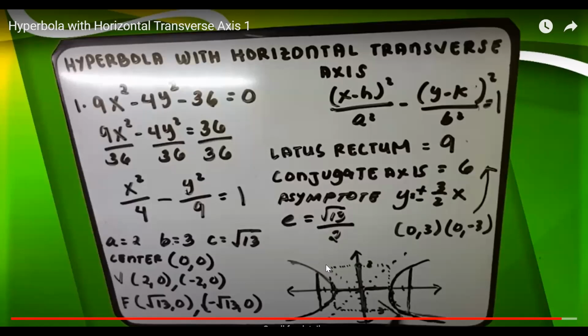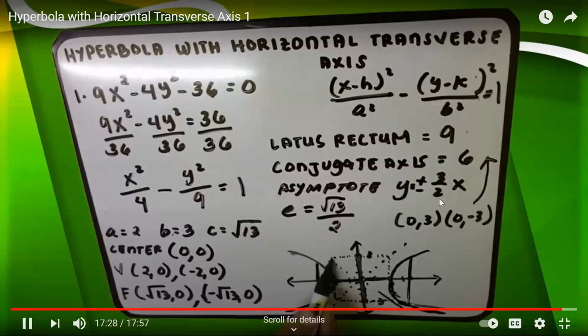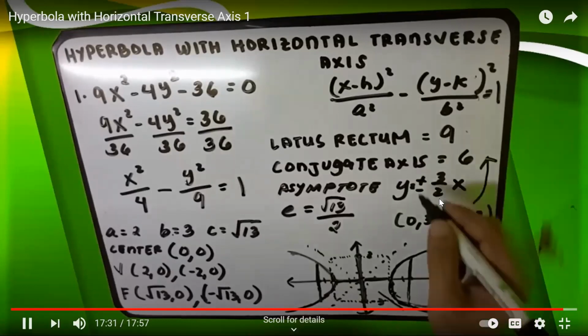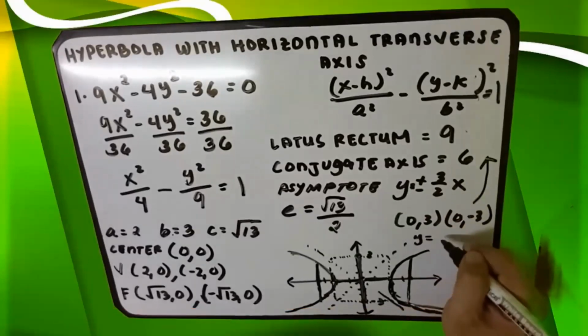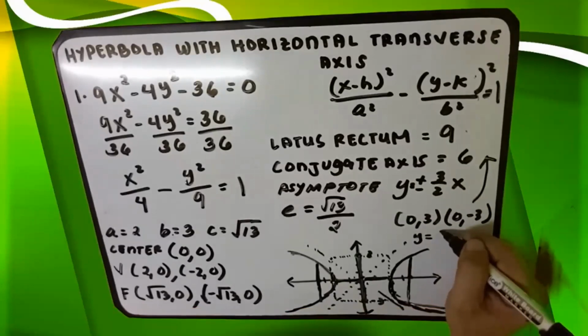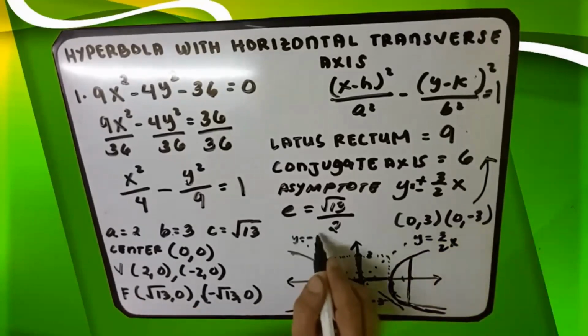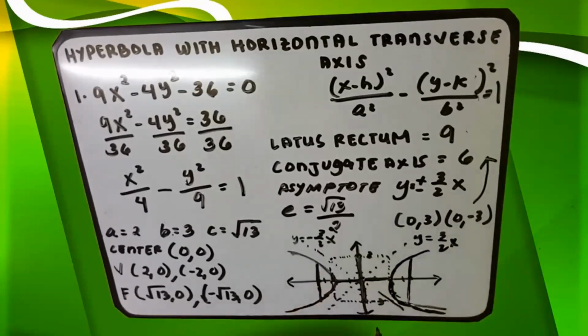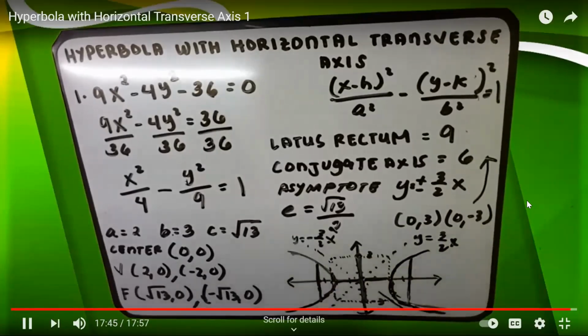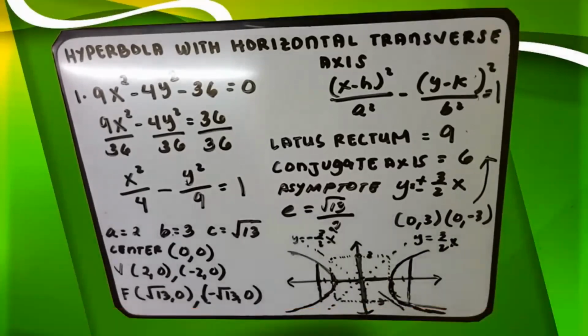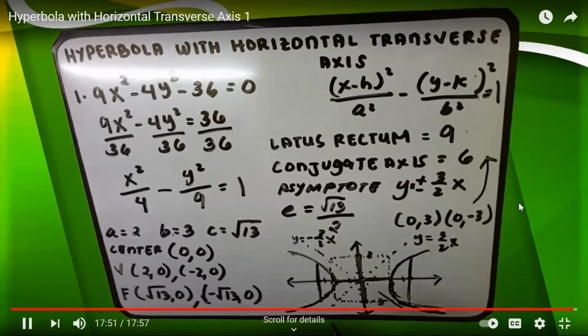So that is another equation of the asymptote. So yung diagonal, that is the asymptote. Ang equation niya ay ito: y is equal to, since nasa positive side tayo, 3 halves x. Ito naman is y equals negative 3 halves x. So these are the parts and the graph of a hyperbola with horizontal transverse axis.